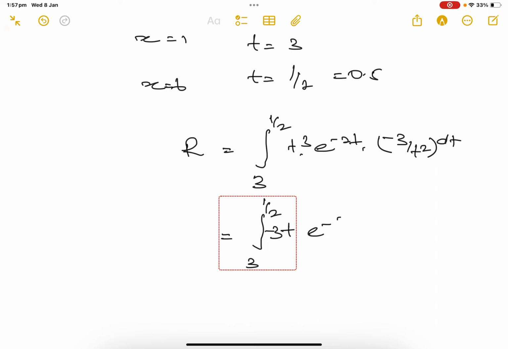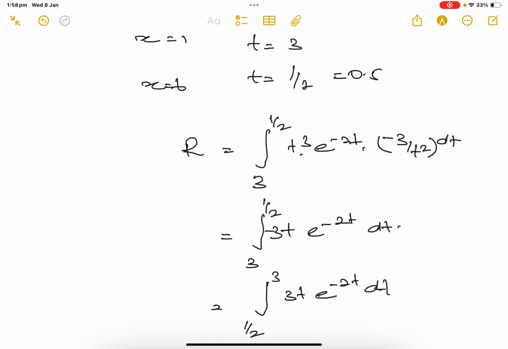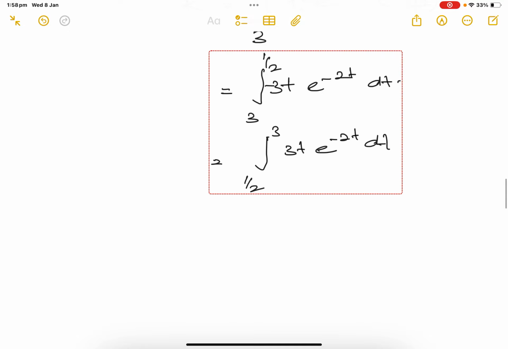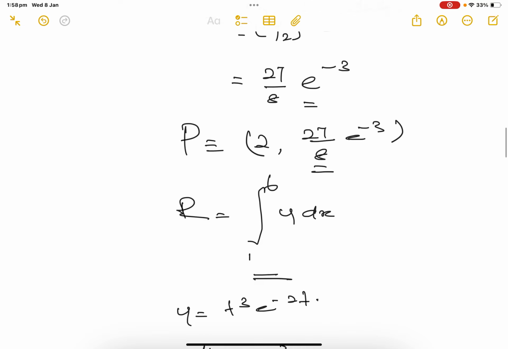So e to the power minus 2t dt. In order to deal with the minus, all we have to do to make it positive is change the limits. So that will be the integral of 3t e to the minus 2t dt, from half to 3. So that is given.